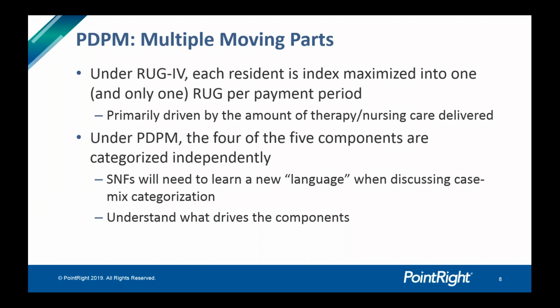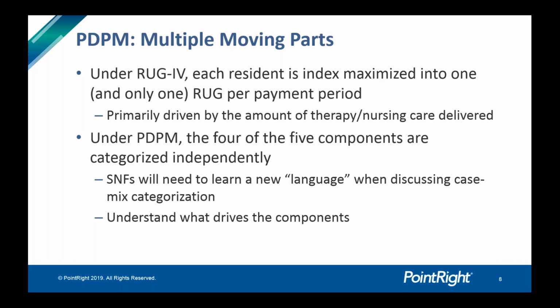So let's talk about how PDPM looks so much different. As you know, under the RUG system, every time you do an MDS and you submit a claim for a resident, each individual resident for each payment period is index maximized into only one category. So there can't be multiple categories at play for a resident. They're going to RUG at that RUG level no matter what else is going on with them clinically. And of course, usually this is driven by the amount of therapy that's being provided. Of course, the nursing RUGs have to do with the nursing care delivered, but most of the time the case mix index puts them into a rehab RUG.